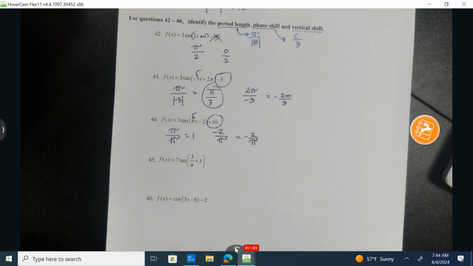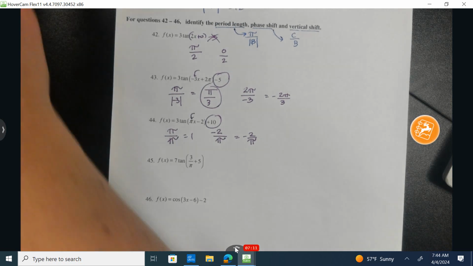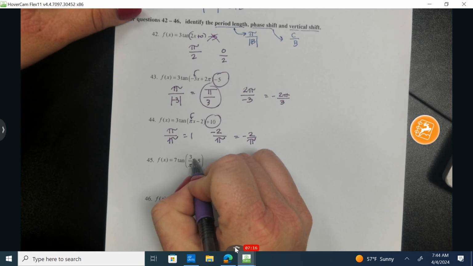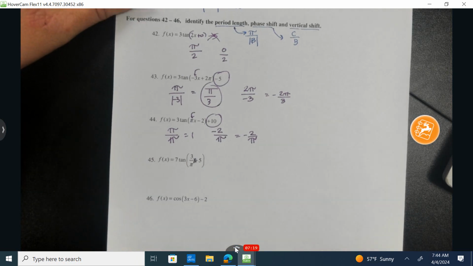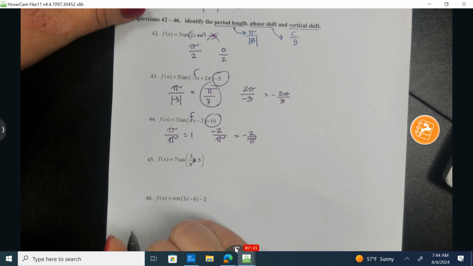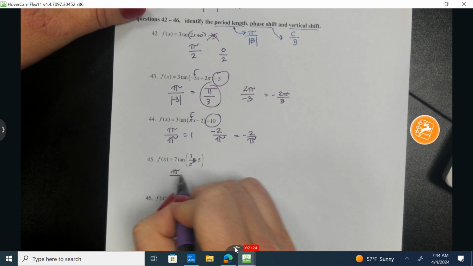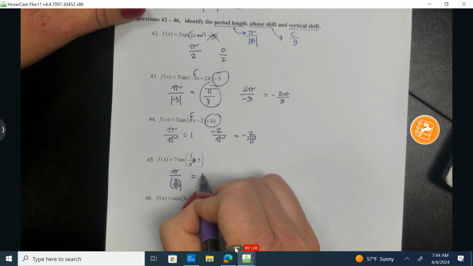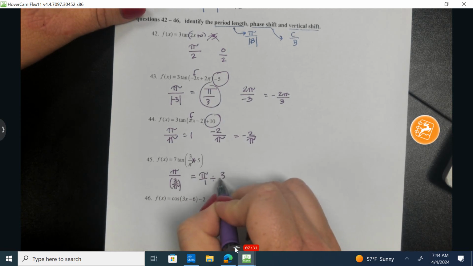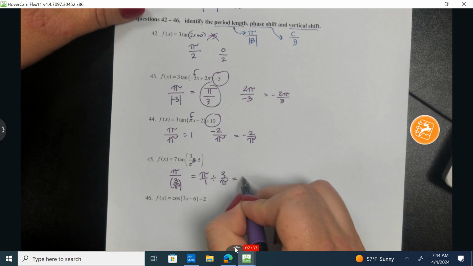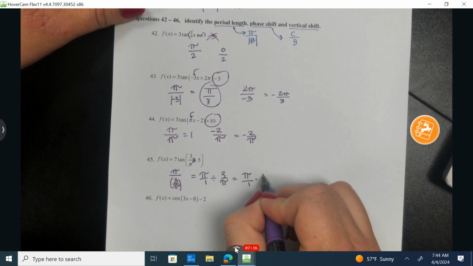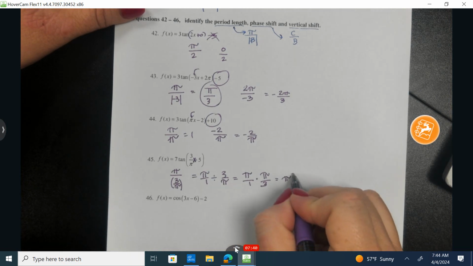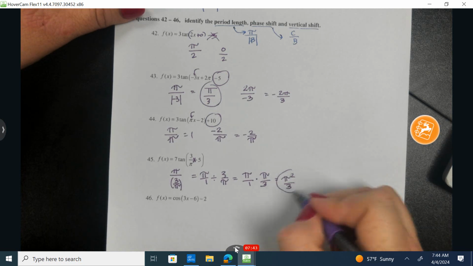Now let's look at the next problem. On my next problem, I should have added an x here, and I'll let the class know that I should have added an x behind. So let's start off with what is the period length. I'm going to take pi, I'm going to divide it by 3 over pi. I'm going to write that vertically. Pi over 1 divided by 3 over pi. Okay, that's pi over 1 times pi over 3. So pi squared over 3. That is your period length.